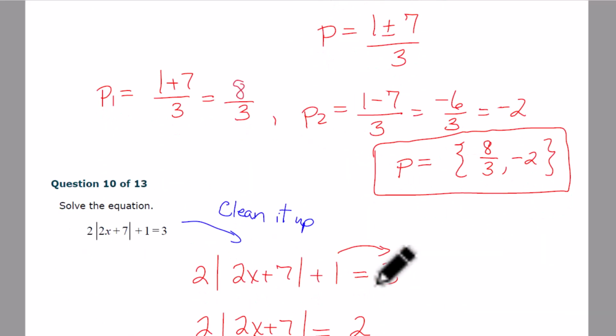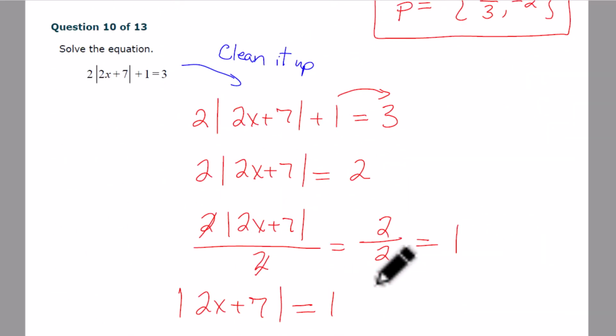All right, question 10. Okay, question 10 looks like I probably should clean this thing up first. So I better move the 1, so that would be 3 minus 1 is 2. Still have this guy in the front, I better get rid of it. So I'm going to divide both sides by 2, and so 2 over 2 is 1. And so getting to here, we see it is finally now cleaned up.